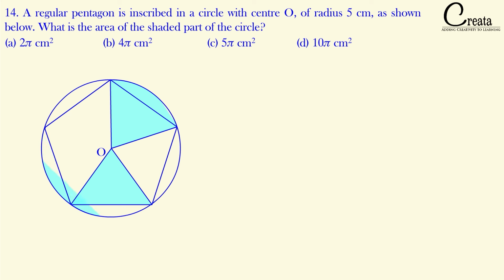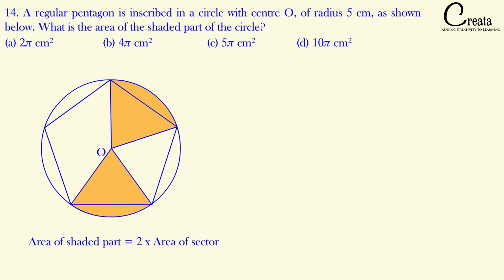Let's move this shaded portion to this portion. Now what we got? We got a sector. This is also a sector, and this is also a sector. So how we will proceed with this question? We will find area of any one sector, and we will multiply it with 2. We will get the area of the complete shaded portion. So let's find the area of the sector.